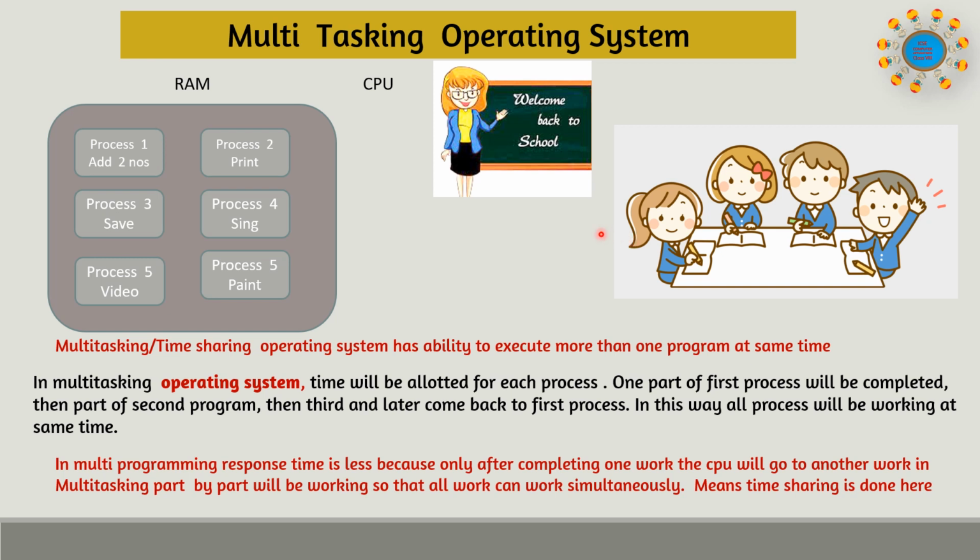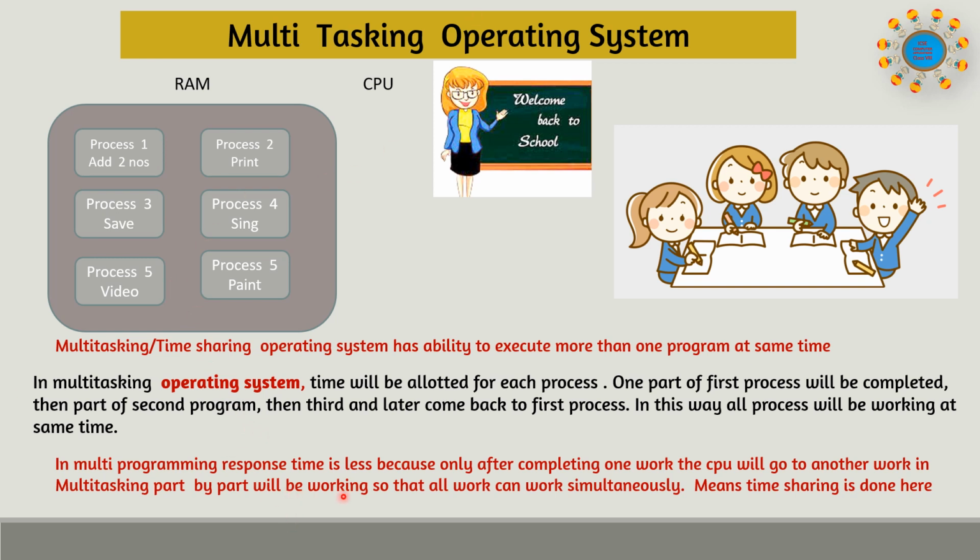So that is the difference. In multi-programming, only after completing one process, it will go to the next process. But in multitasking, part by part, that means part of the program or process will be completed and then once again it will be done. That means repeated: first two questions, then the next two questions, then again two questions, and once again it will come to the first child. So in this way all students will be engaged. Otherwise, all processes will be worked on together.